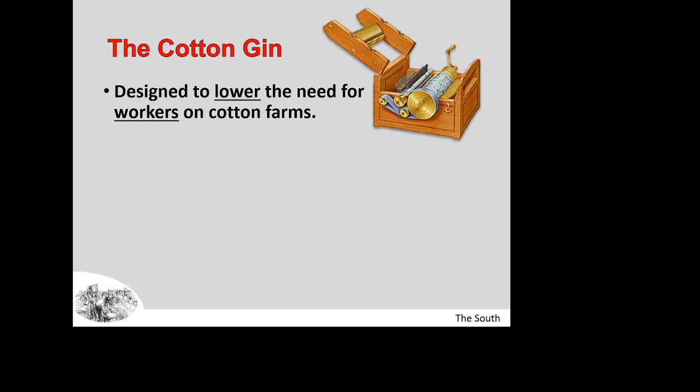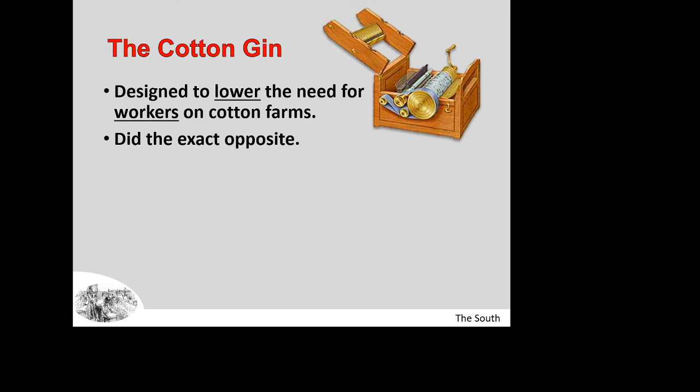Harvesting cotton, there are seeds in the cotton, and you can't process the cotton unless those seeds are removed. Before the cotton gin, you had to do this by hand, and it took quite a long time. So the cotton gin basically made it so that one person could remove the seeds from the cotton very easily, just by running it through this machine here. So it was designed to lower the need for workers on the cotton farm. It did not do that. It did the exact opposite.